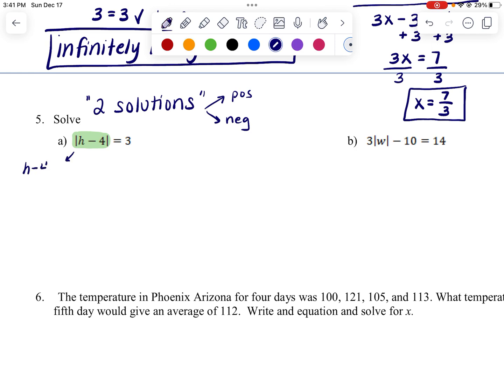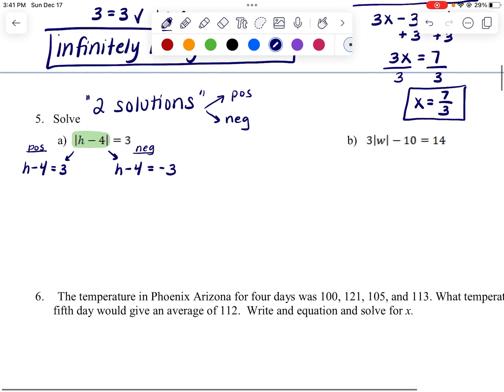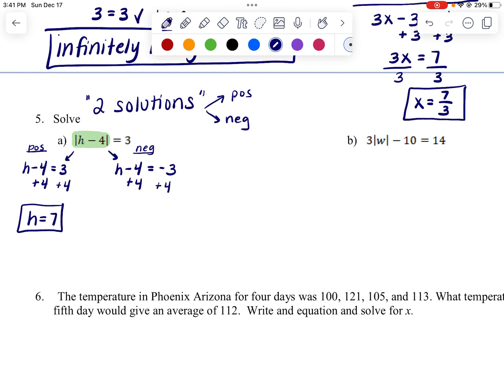So h minus 4 is equal to 3, and then h minus 4 is equal to negative 3, and then we want to solve. So remember, we make one side negative, one side positive. And then you add 4 to both sides, so h is equal to 7. Add 4 to both sides here, and we get h is equal to 1.